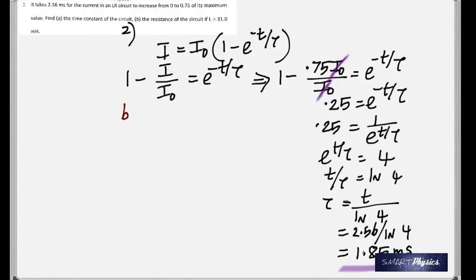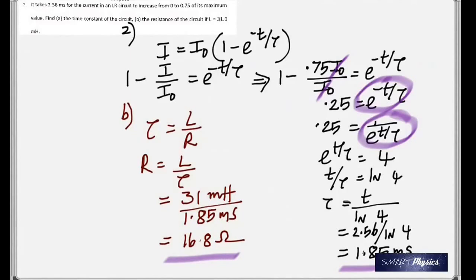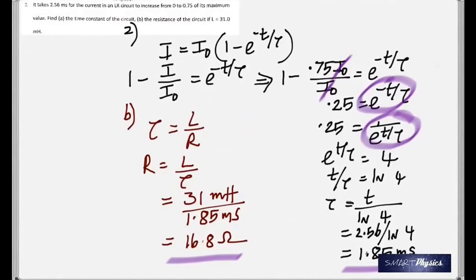B part. Find the resistance, which is simple now. Now that you have the time constant, you know time constant is inductance divided by resistance. So rearrange, get the resistance. So that's in millihenry, and this is in milliseconds, so it doesn't matter. Both are in milli. It'll cancel out, and you get 16.8 ohm as your answer.